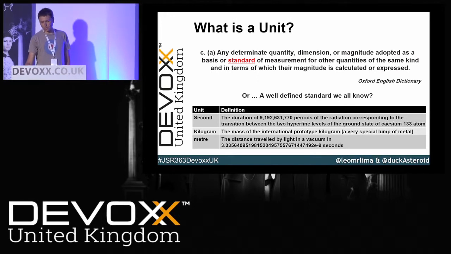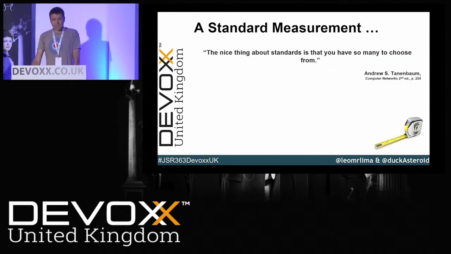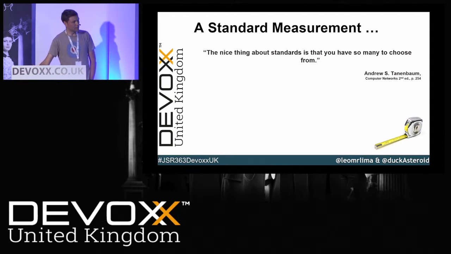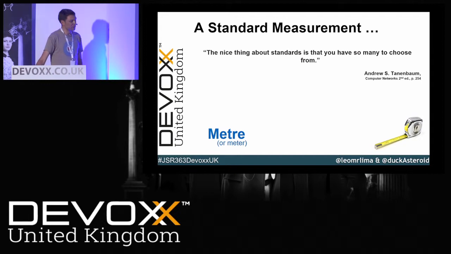So units themselves aren't fairly simple things to define. They are quite complicated beasts, and there is an awful lot of science behind this in things like the BIPM and the SI Institute. So a standard measurement, then, is what a unit represents. And as Mr. Tannenbaum wrote in his book, the nice thing about standards is that there's so many to choose from. So if we take something like metre, or as our American friends would spell it, meter, and other parts of Europe spell it like that as well, actually.